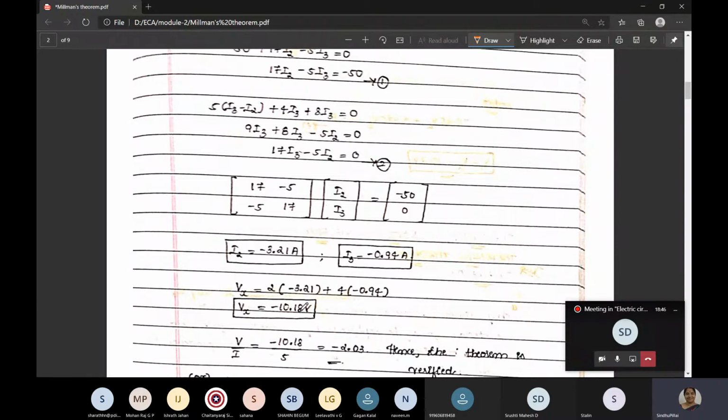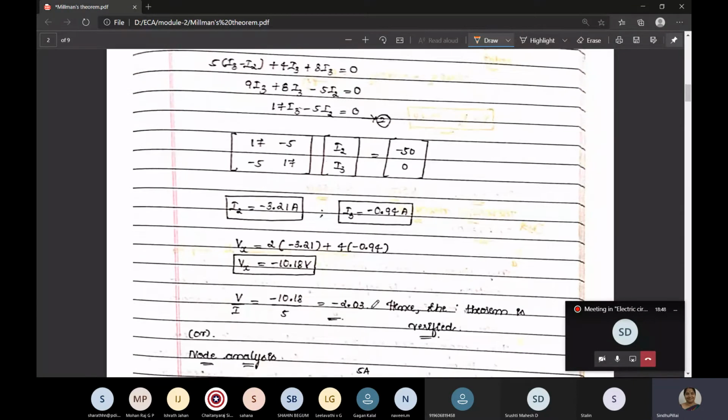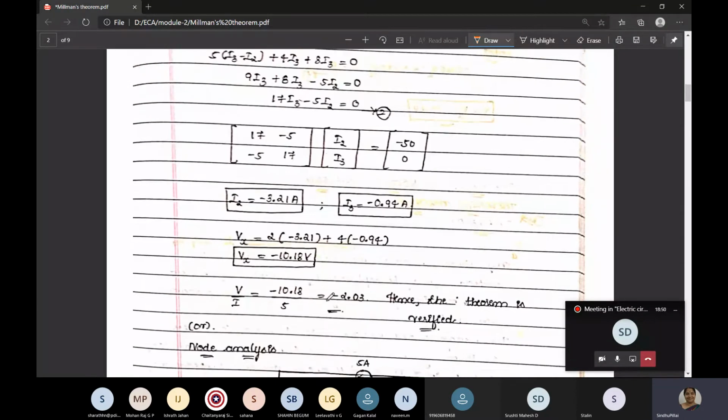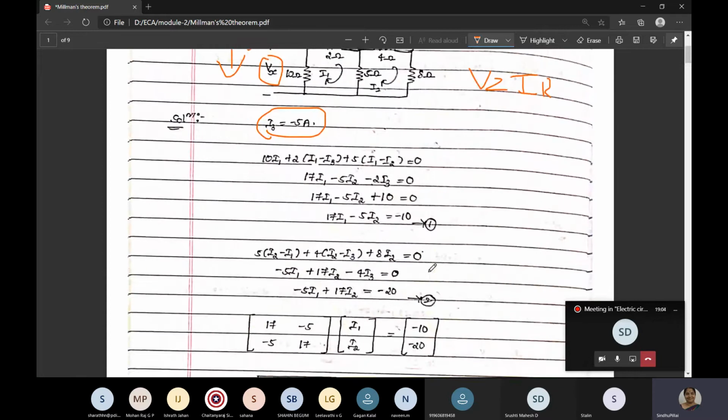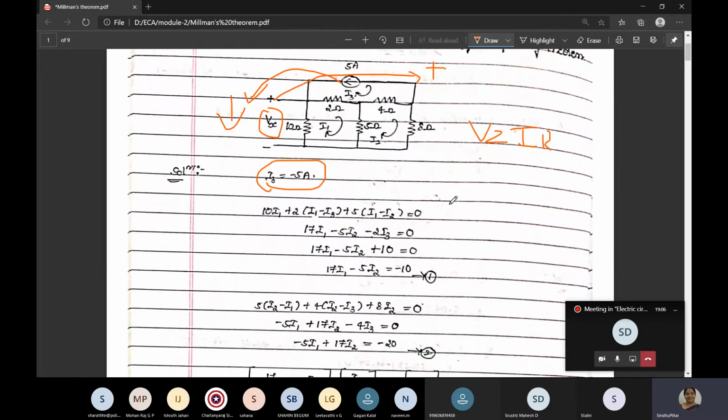So voltage Vx is minus 10.18 and the ratio V by I we will get as minus 2.03. So the ratio of excitation to response, when both are interchanged, is the same, hence the theorem is verified. This is one of the different examples of the reciprocity theorem. You have to remember correctly how you interchange the excitation and response.